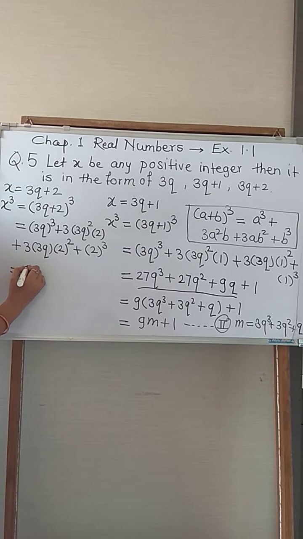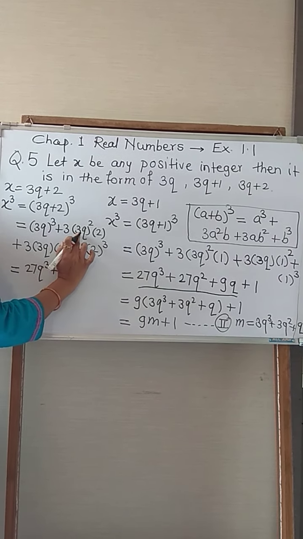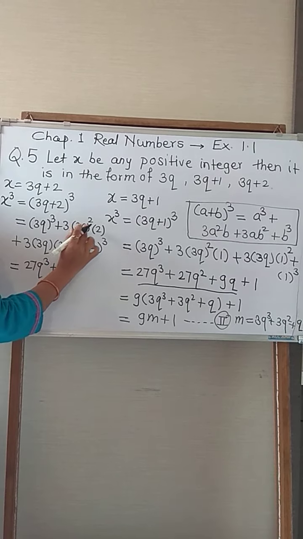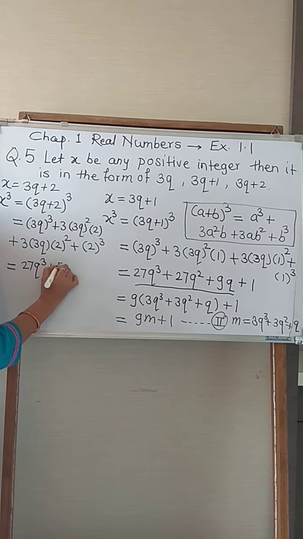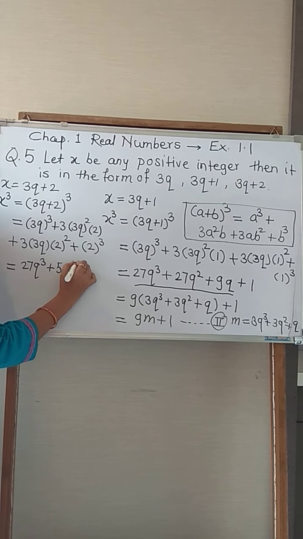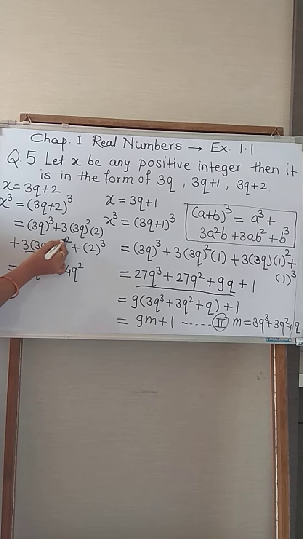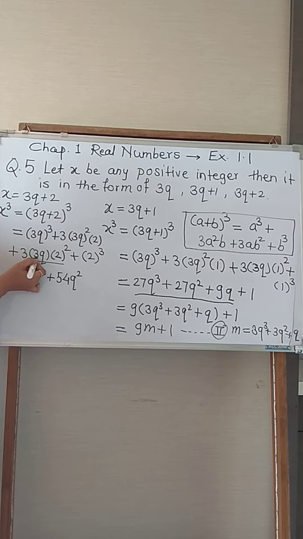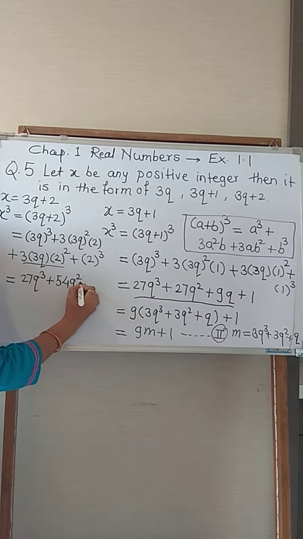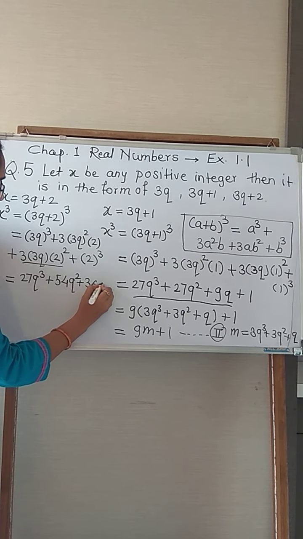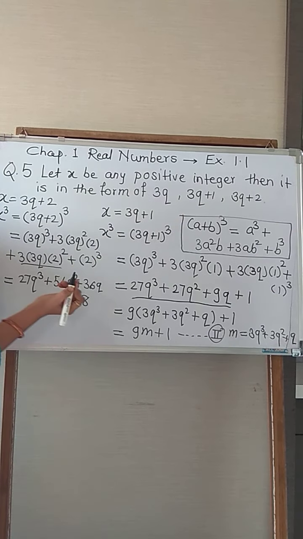(3q) cube is 27q cube plus 3 into (3q) square, that is 9q square, 9 into 3, 27 into 2, that is 54q square. Now do the multiplication of this. 2 square is 4. 4 into this 3, that is 12, 12 into 3, 36. 36q plus 2 cube is 8.